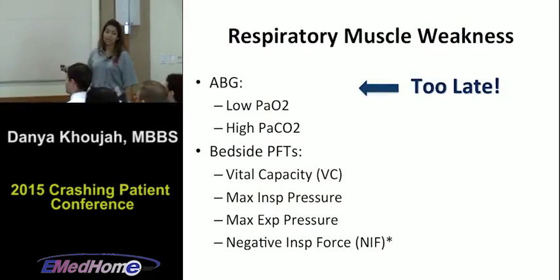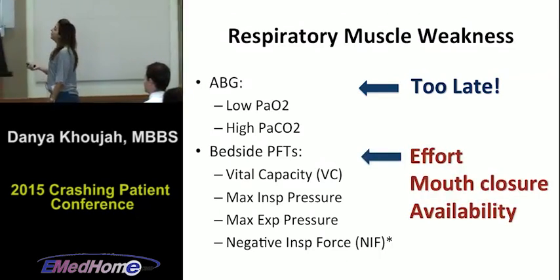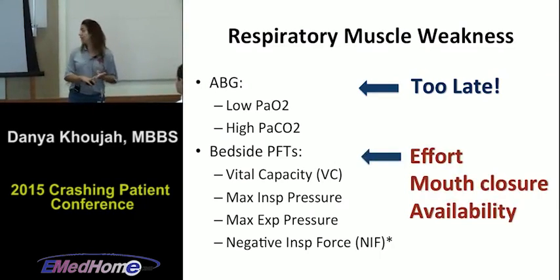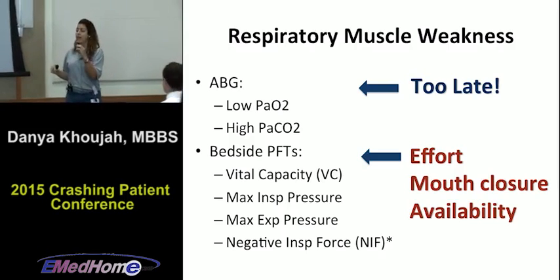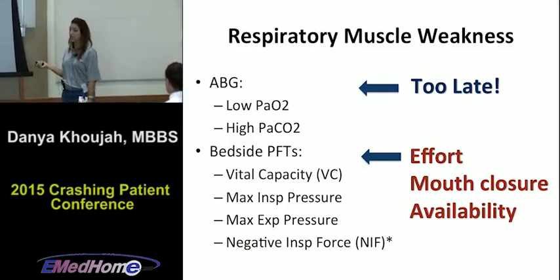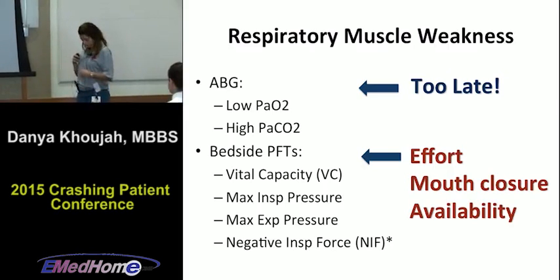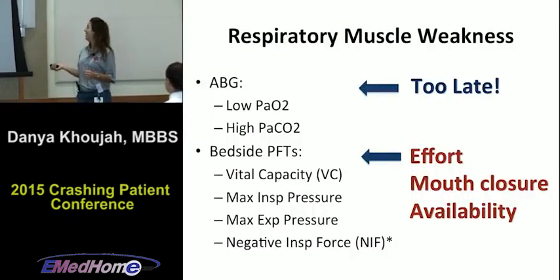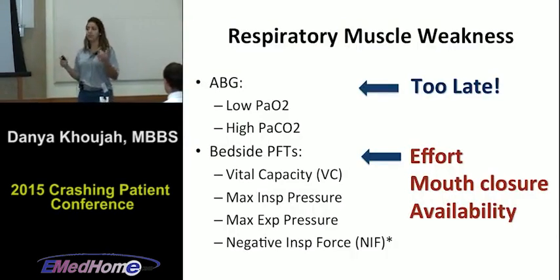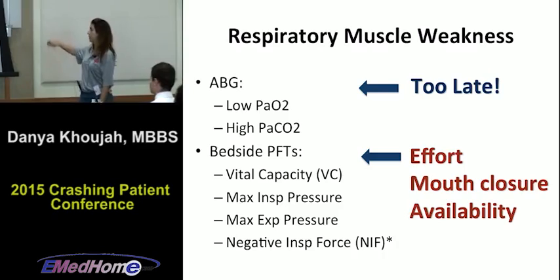The problem with this is that if you wait for the ABG to become abnormal, that's too late. The problem with bedside pulmonary function tests is they're very effort-related, they're coaching-related, and they require that the patient's able to close their mouth around the tube, so if they're having any oral weakness, then that's going to alter the results. And last but not least is availability. For NIF, you can actually do that on a vent if your respiratory therapist can figure out how to do that. So that's a little more available than the rest of them.